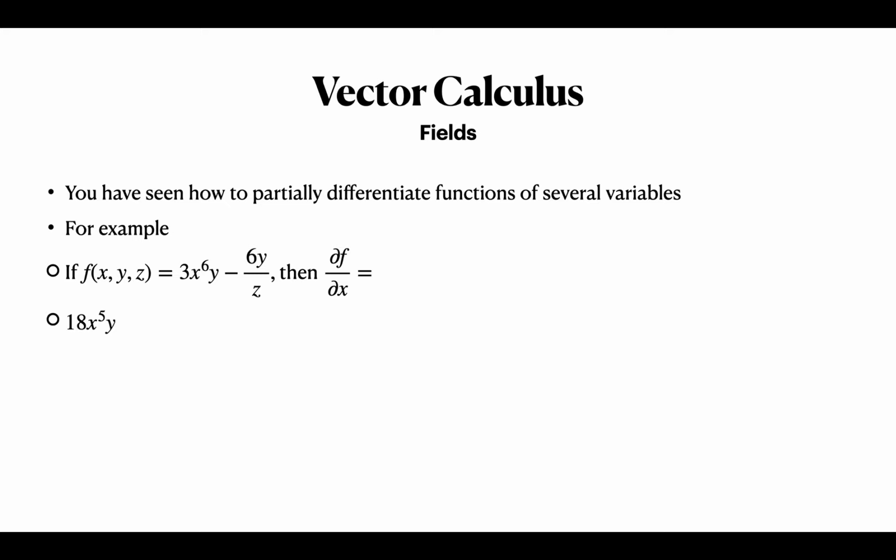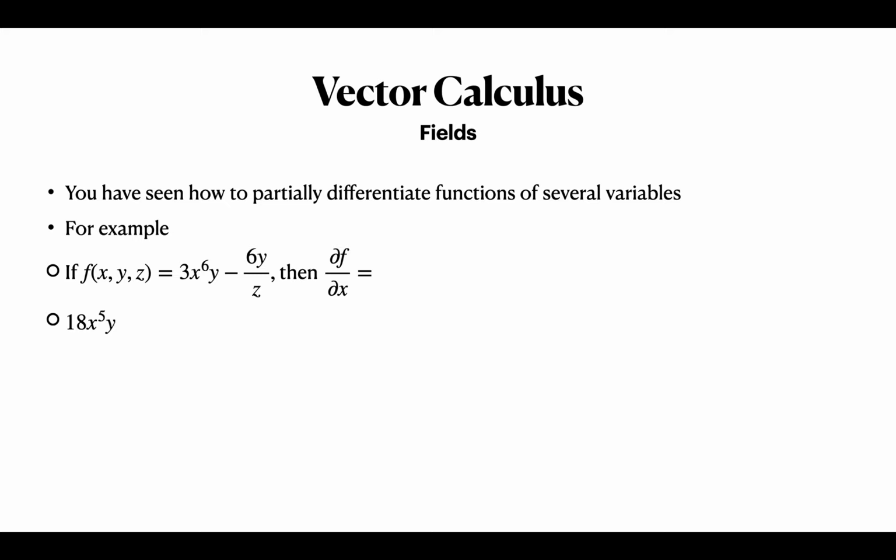So you've got 3x to the power of 6. You bring the 6 down, so you get 18x to the power of 5. You treat y as if it were a constant, like the number 3. So you get 18x^5 y. And when you differentiate the second term, 6y over z, you get 0 because there's no x term. If there's no x term and you differentiate with respect to x, you get naught.